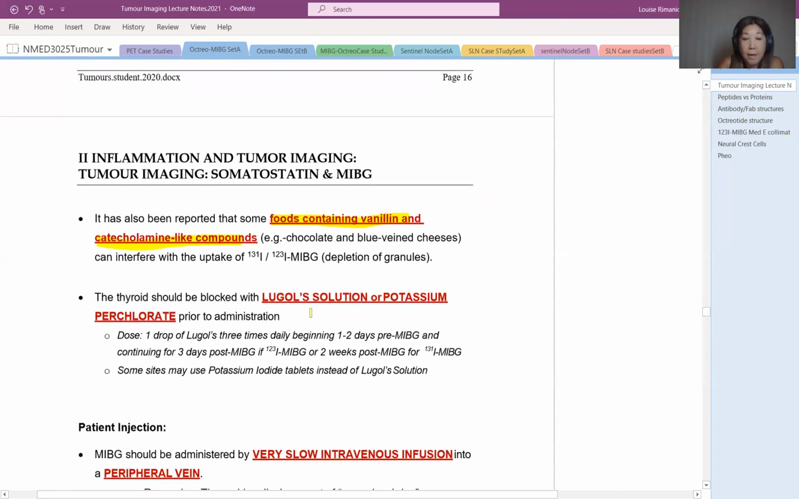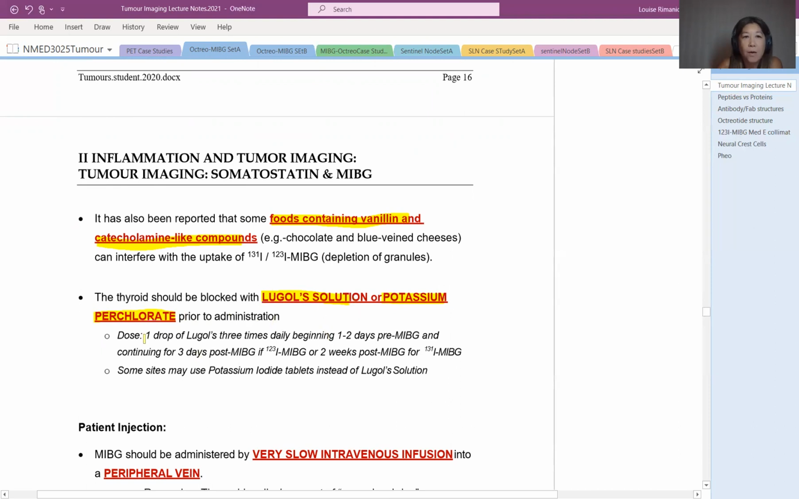As I said, the thyroid needs to be blocked. This can be done with either Lugol's, or you can give them potassium perchlorate. We tended to give potassium perchlorate in the peds, but sometimes that can be quite a large volume to give to adults, and so they may go with the Lugol's.